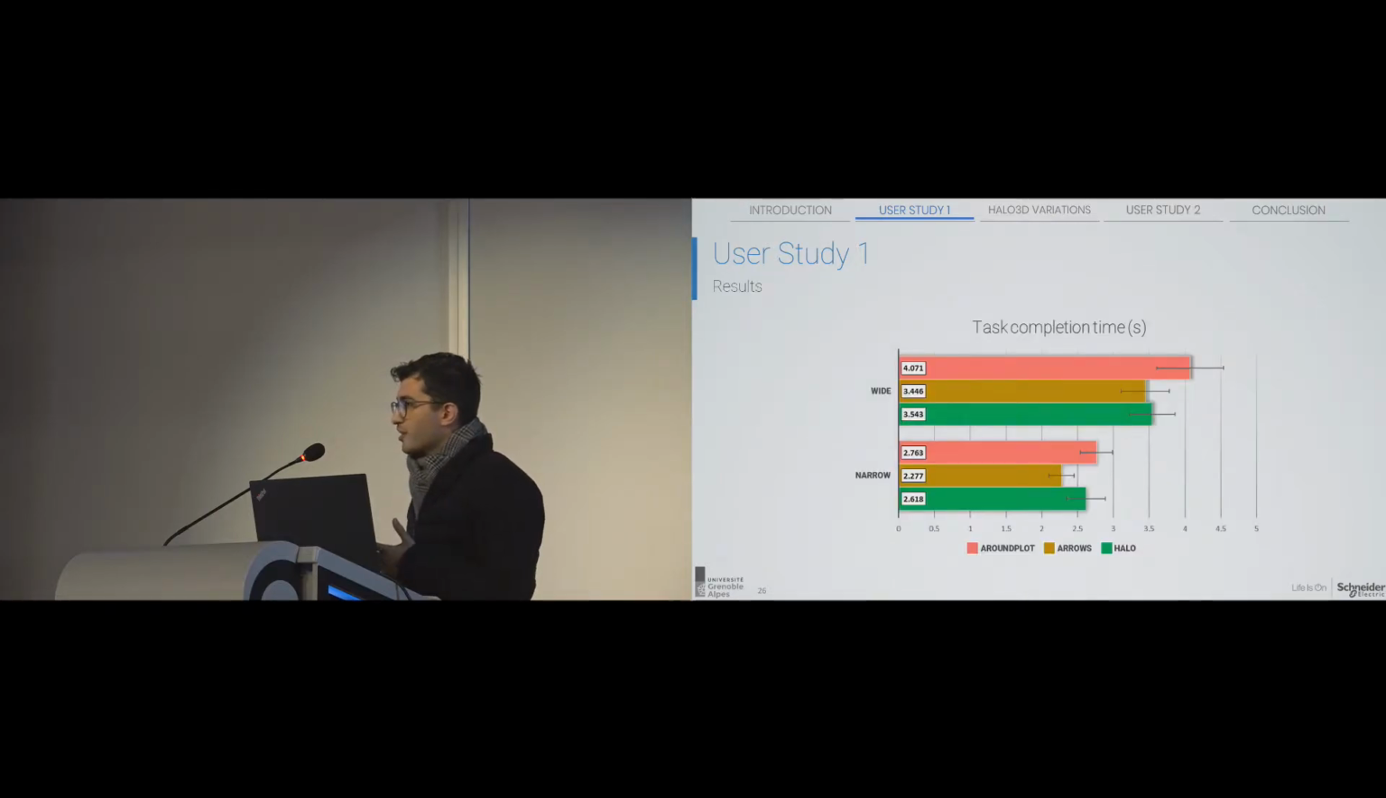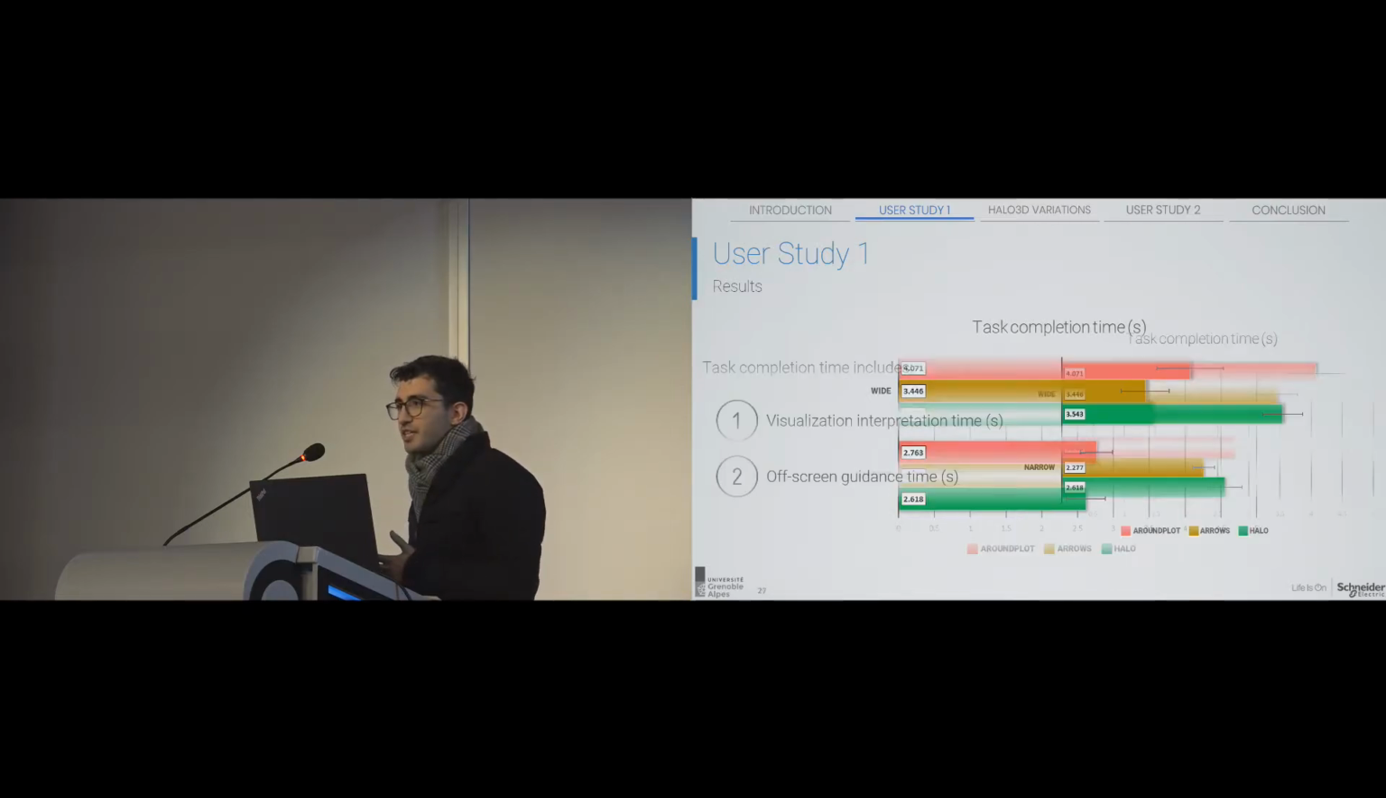However, we did not find a strong effect of the density of the environments on the task completion time, and we did not find a strong effect of the techniques on the task completion time. Here you can see the task completion time for all the techniques and for both types of movements. We observed that users spent a bit more time using the AroundPlot, here in red, than the other techniques.